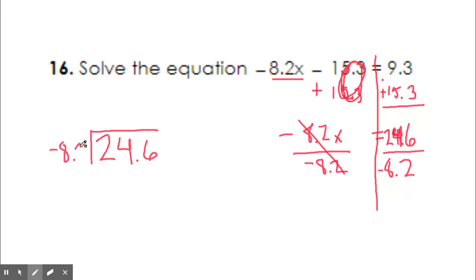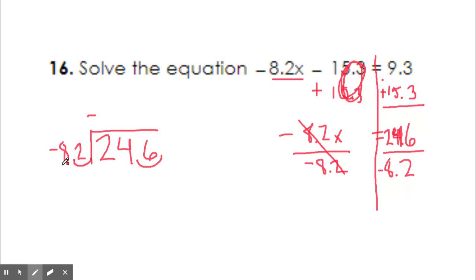All right, when there is a positive divided by a negative, I know my answer is going to be negative, so I'm going to mark that first. Then I don't like to divide with decimals on the outside, so I move it over to get rid of it. And whatever I do to the outside, I'm going to do to the inside. So I'm really doing 246 divided by 82.